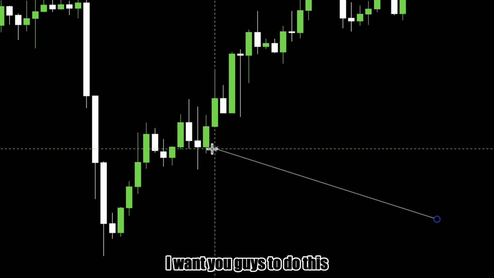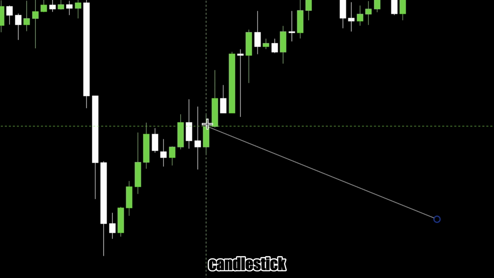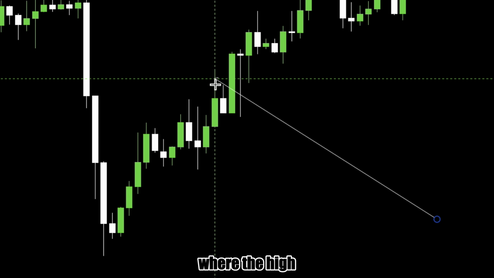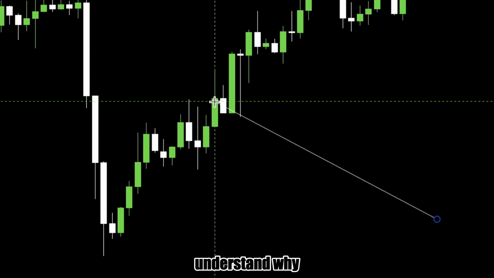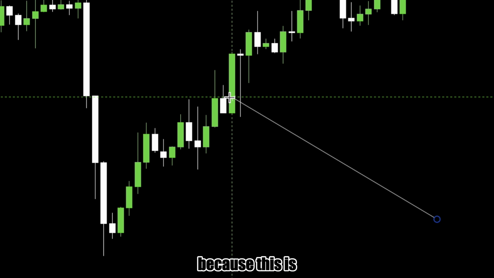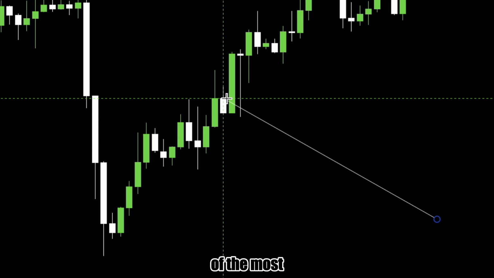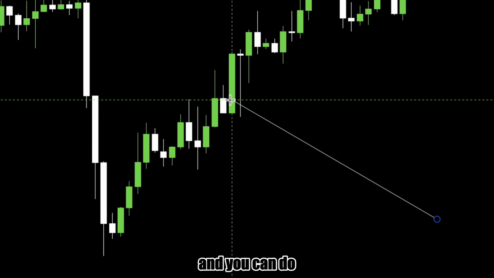You just come through. I want you guys to do this. I want you to understand each candlestick, understand where the open is, where the low is, where the high is, and where it closed. Understand why it's actually printing this, because this is going to help you out in our further modules when we're showing you how to draw order blocks. You need to know where the open is, the low, the high, the close. This is one of the most basic things that you can do on any chart.